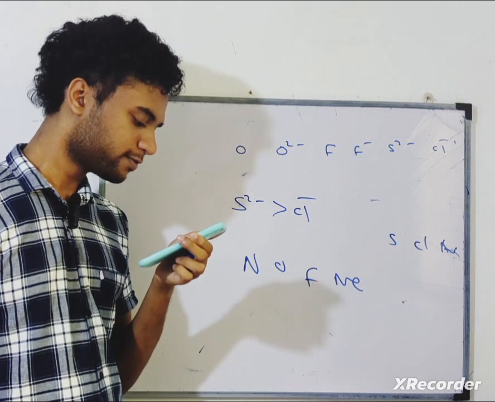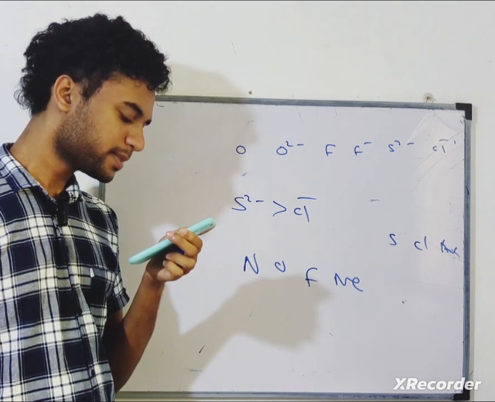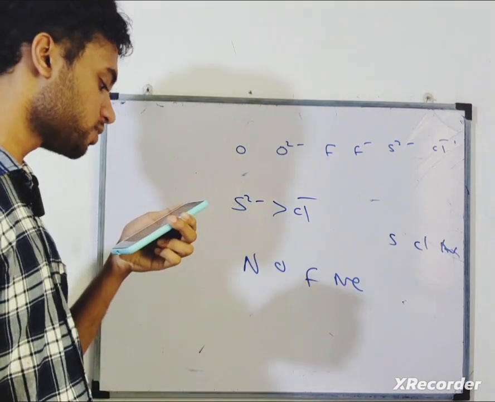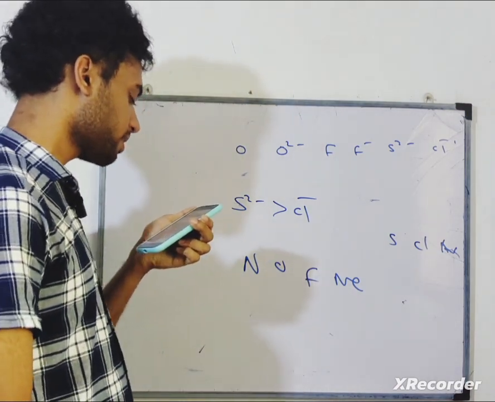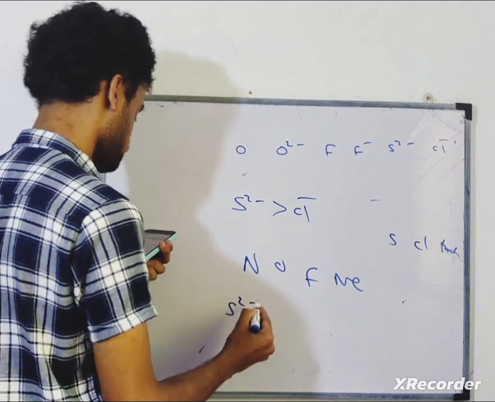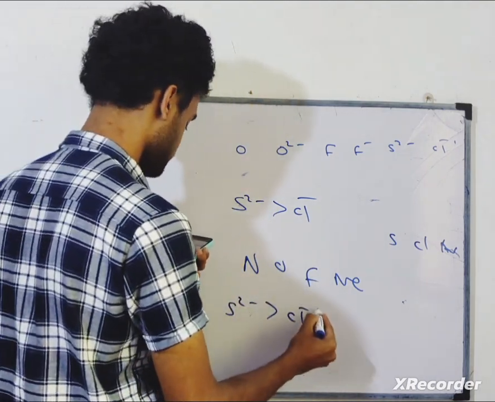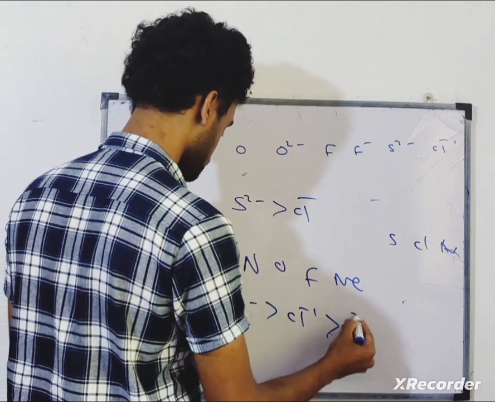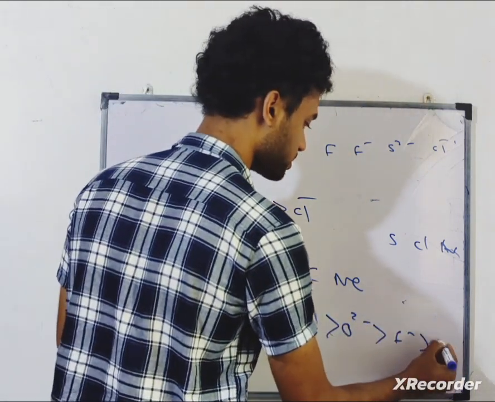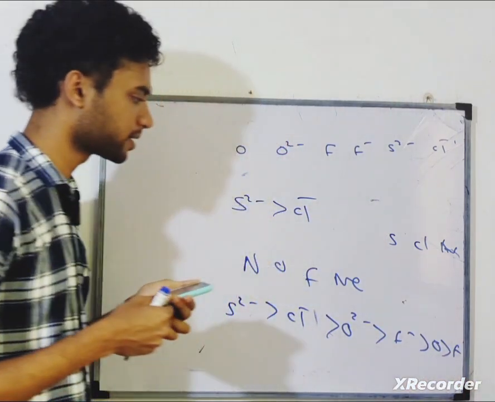Okay, if you compare 1 and 5, where should oxygen be? Oxygen should be closer to what? Fluorine. That means if you compare, this is the order: S2 minus, then Cl minus, then O2 minus, F minus, and then oxygen, and then fluorine. This is the correct answer.